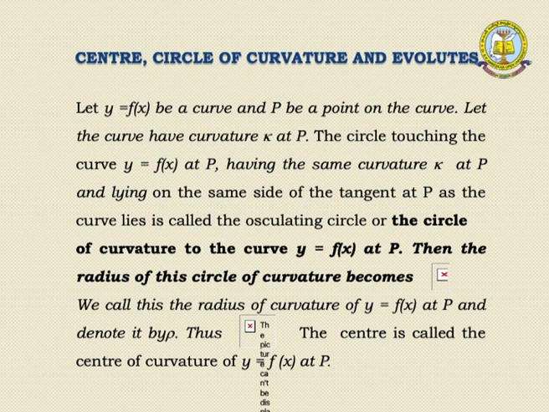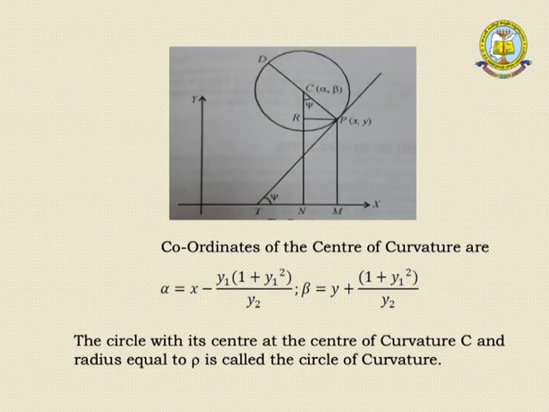Now, the radius of curvature of y is equal to f of x at P is denoted by rho. The center of this circle is called the center of curvature. Look at this diagram. This is the circle, this is the tangent, and this is the center of curvature.